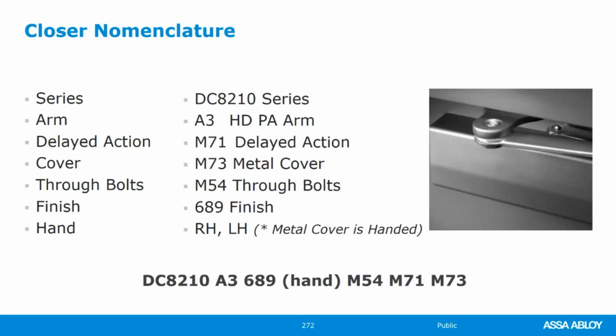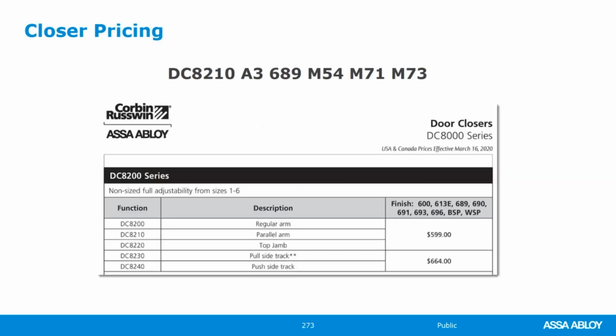So let's go ahead and price this closer. We will jump into our price book. I believe we're on page 333. That is our DC 8200. And we look in the left column. We will find our DC 8210, which is our parallel arm. All of our painted finishes, including black suede powder coat and white suede powder coat, are the same. So that's $5.99 for the base closer itself.